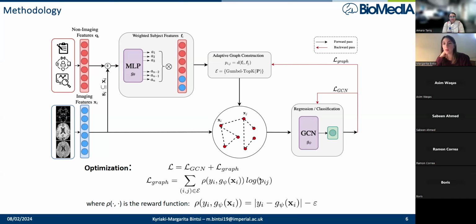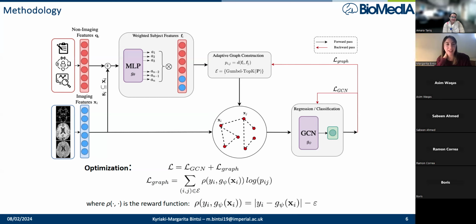Okay, so Margarita, I'm still stuck on that question of how you are getting these attention scores from the MLP. What is being backpropagated? What is the label for the feature vectors that you are giving as input to the MLP? Can you please elaborate? I'm sorry, I couldn't understand earlier.